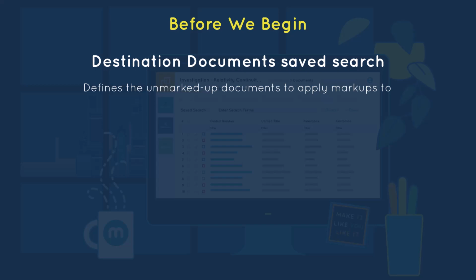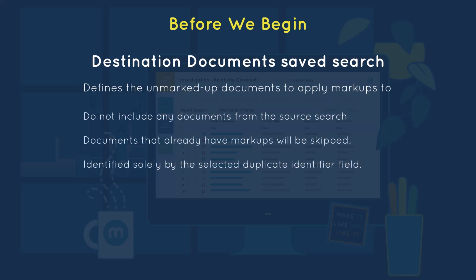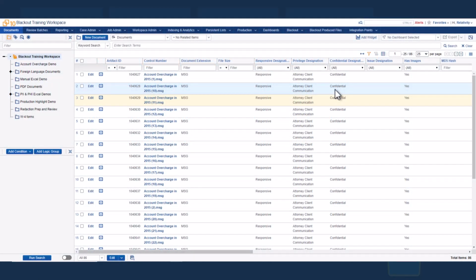There are a few requirements when defining the destination documents. Do not include any documents from the source document saved search in the destination document saved search. Any documents in the destination saved search that already have markups will be skipped. Duplicates are identified solely by the selected duplicate identifier field. With those two items in mind, let's begin.